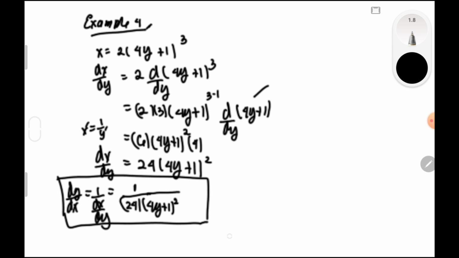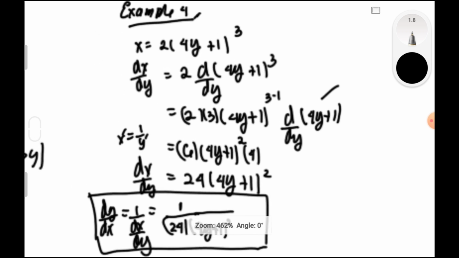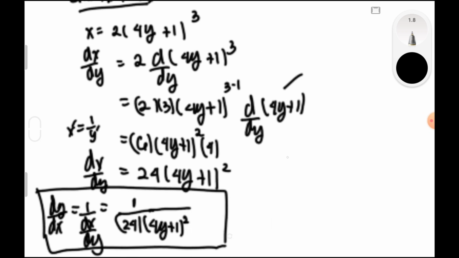Okay? So from this, that is our inverse function rule. So therefore dx over dy is equal to 24 multiplied by 4y plus 1 squared. Okay? So after that, we will get the value, which is pag kinuha mo yan, y prime is equal to 1 over x prime. Okay? So ganoon lang yan.